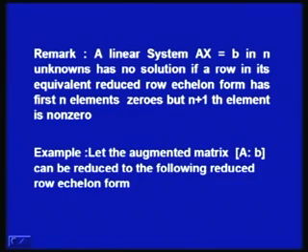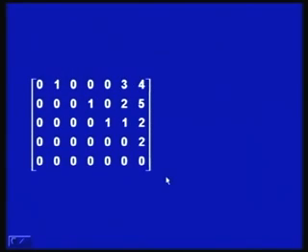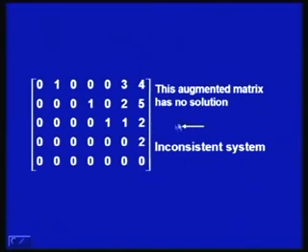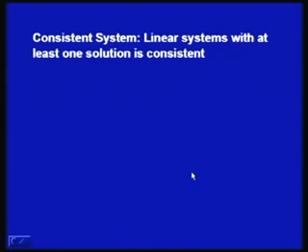An example: let the augmented matrix AB be reduced to the following reduced row echelon form as this. Now, you may notice that this particular row has all zeros except the last column as 2. Now, this is an inconsistent system, because whatever be the values of x1, x2, xn you consider, that will not be equal to 2. So, this system will not have any solution. So, this augmented matrix has no solution, and we say such a system is an inconsistent system.